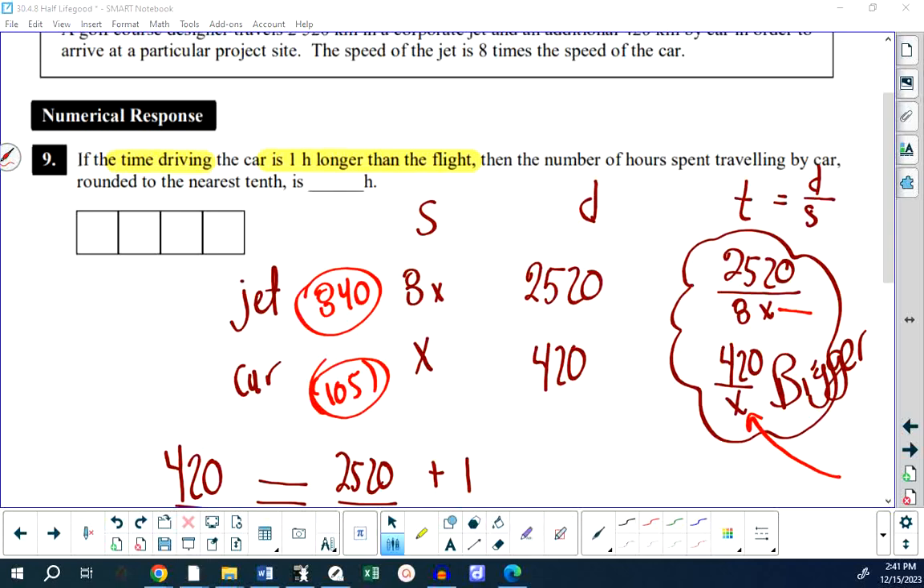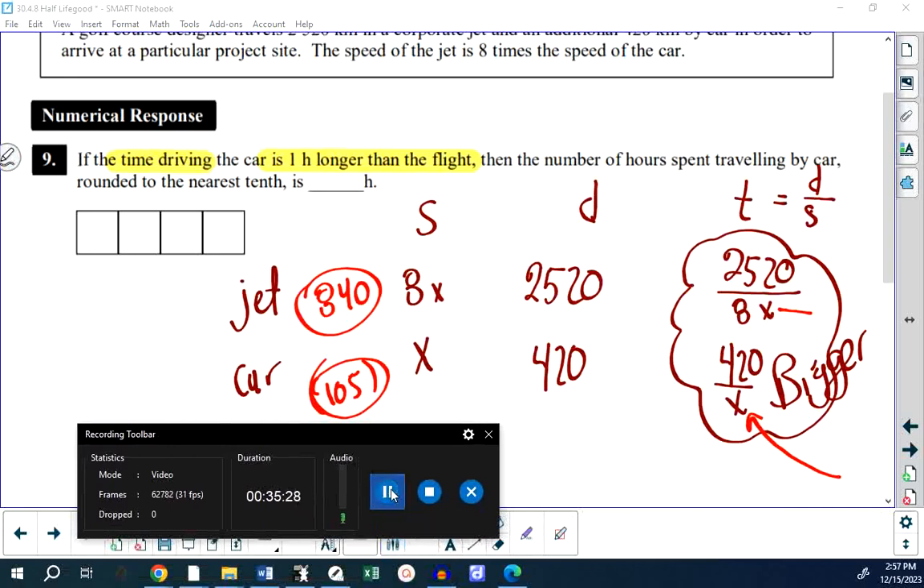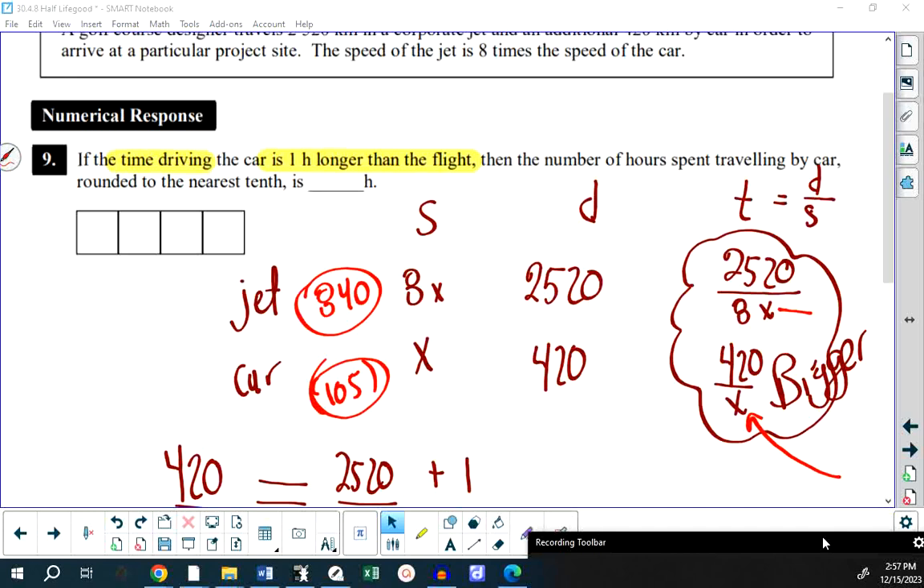Okay, just give me a second here. What do I want to do? I'll move this over here. So I'm going to do numerical response number 12.